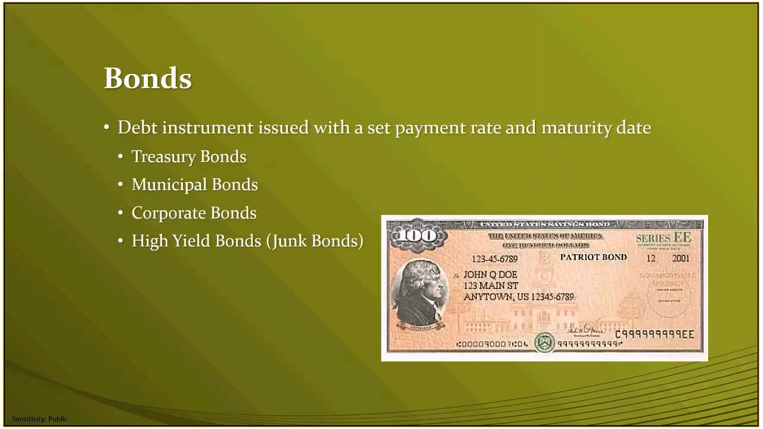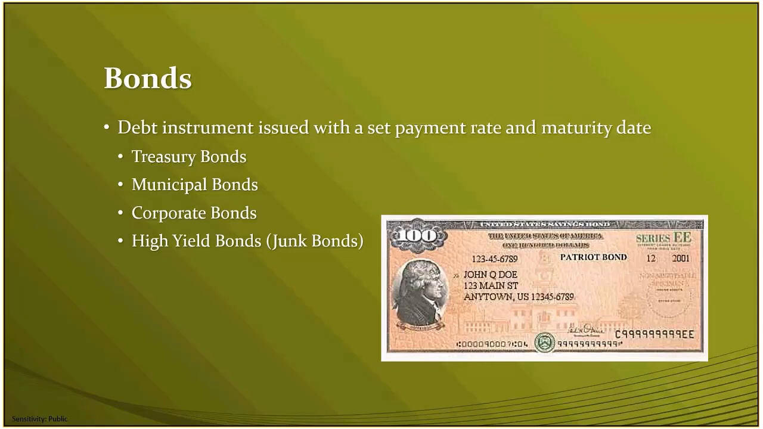Next, jumping into bonds. Bonds are a little bit more straightforward on the high level. If you delve into them, bonds can get very complicated. So basically, bonds are debt instruments issued with a set payment rate and maturity date. There are a couple different types of bonds: treasury bonds, municipal bonds, corporate bonds, and high yield bonds, typically called junk bonds. There are a bunch of other types of bonds out there, but these are the big ones that we'll talk about briefly. So, jumping back to the definition there.